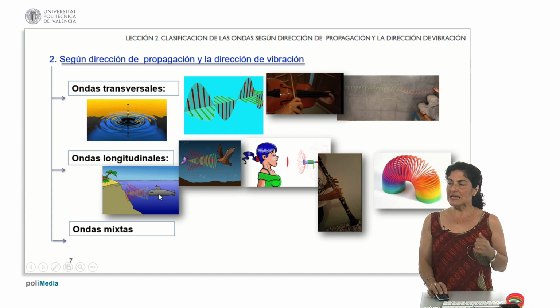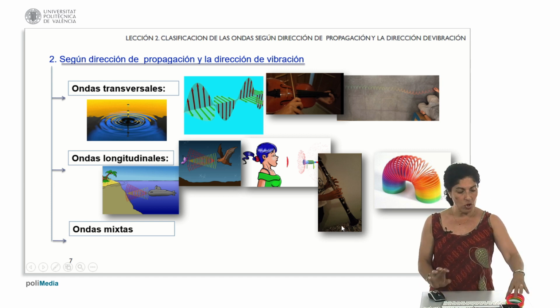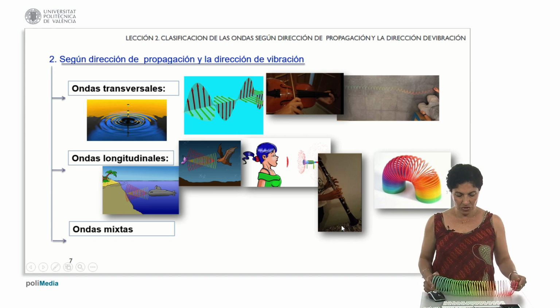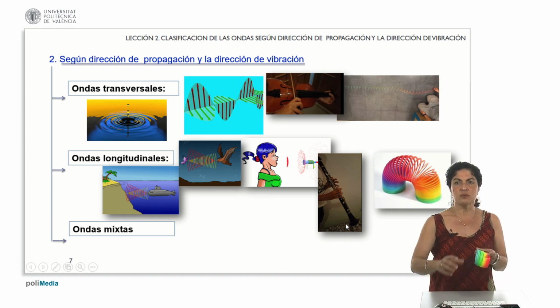The waves produced by the sonar in submarines would also be an example of longitudinal waves. The sound waves produced by this clarinet also, or the waves that I can make with this spring. We are going to see a little bit enlarged the waves that I can make with this spring if we look at it.